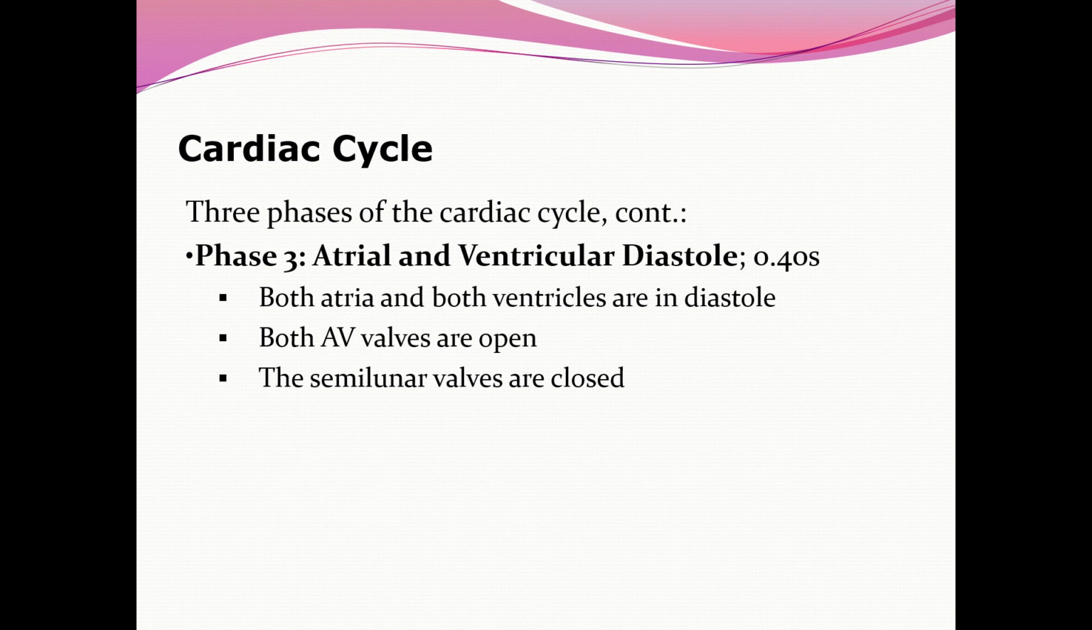Finally, in phase 3, there's atrial and ventricular diastole, and it occurs over about 0.40 seconds. Both atria and both ventricles are in diastole, they're at rest, and the AV valves are open. During this time, the semilunar valves remain closed, which is very important because we don't want blood coming back from the aorta and the pulmonary trunk into the left atrium.